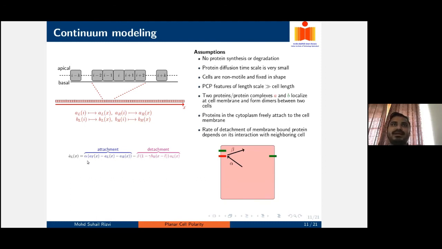Maybe I did not explain it in detail. So here the binding of the protein is not lost. If you look at the equation shown here in case of 1D, the attachment is just proportional to whatever protein is available in the cytoplasm, right? But if you look at the detachment part, it also has this B_R element, this B_R at X minus L. So this particular term takes into account the interaction of A_L, which is the protein A at the left edge of the cell, and its interaction with the protein B in the neighboring cell. So that interaction is taken into account.